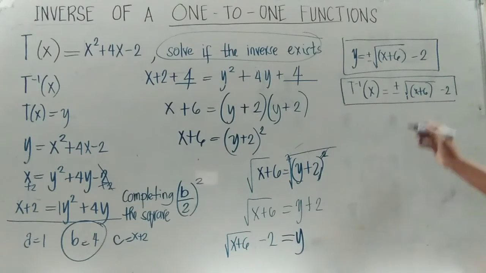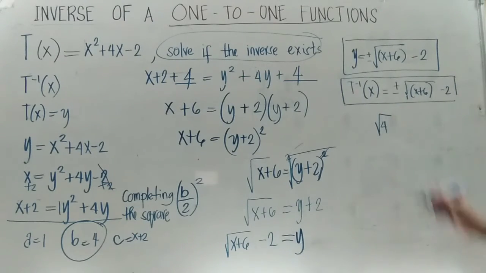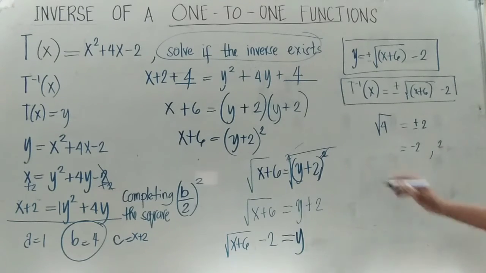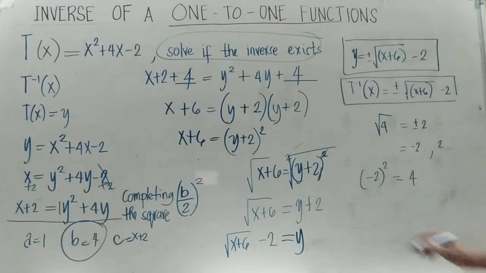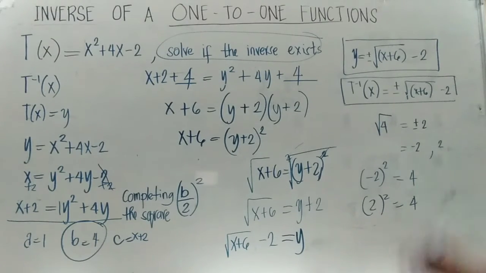Why? Example, we have square root of 4. Square root of 4 is equals to plus minus 2. Or we have two answers. We have negative 2 and positive 2. Because squaring negative 2 is 4. Squaring 2 is 4. Okay, again, let's go back to the concept of a one-to-one function.